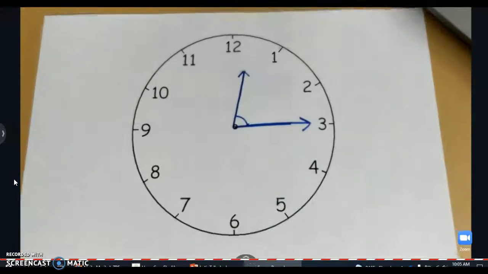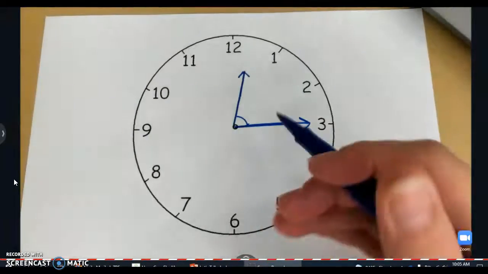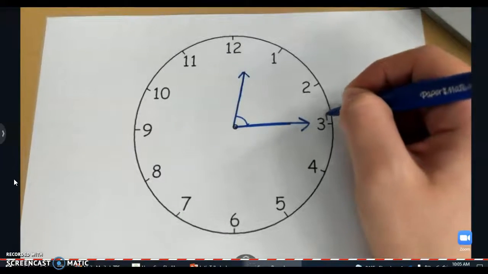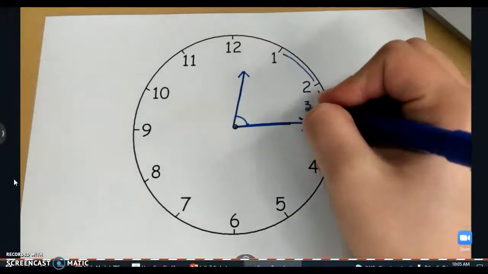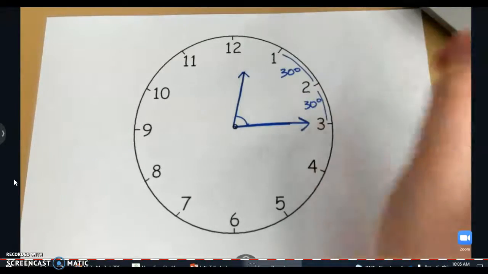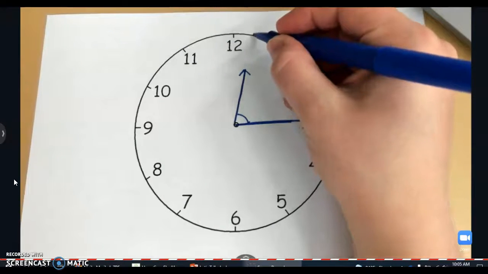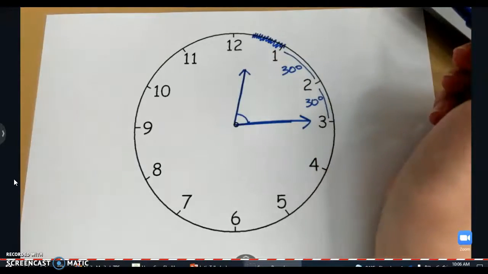Well, as we already talked about, when we've got a 360-degree circle divided into 12 equal sections with our large numbers, we know that the intervals from number to number are each 30 degrees. So this is 30 degrees, and this is 30 degrees, from 3 to 2 and 2 to 1. Now, the last piece of information I need to find the total angle measure is to find this angle measure between the 1 and the hour hand.